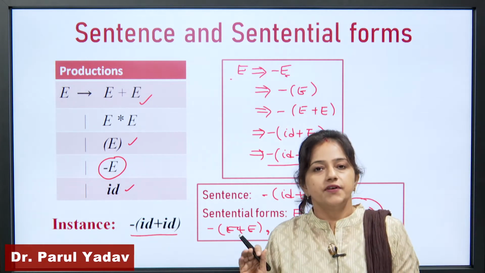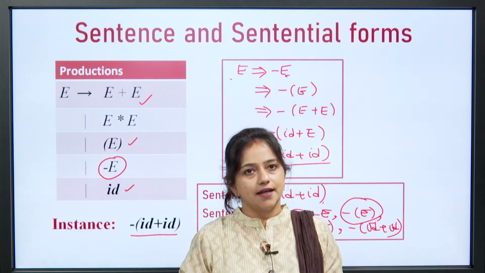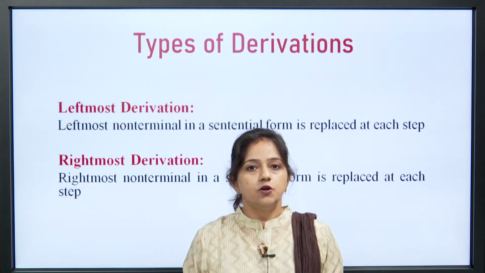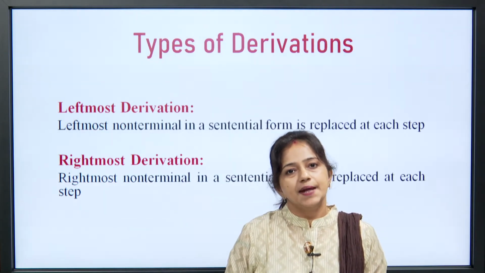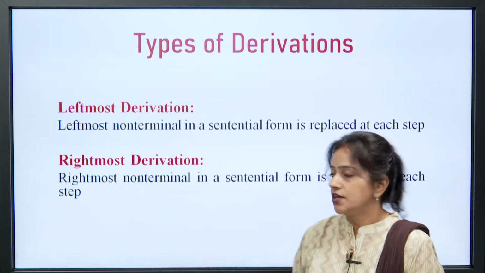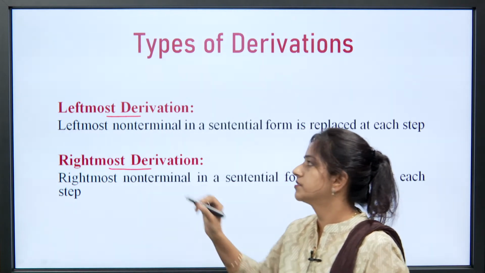So, up to here we discussed how to obtain a derivation, then how to obtain the sentence and sentential form. Now, next we will look into what the types of derivations are. There are two types of derivation. First is leftmost derivation and second is rightmost derivation.